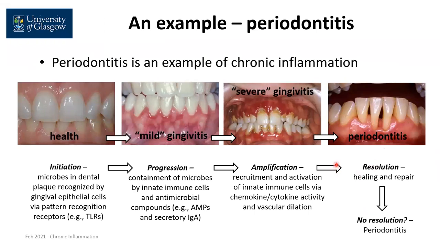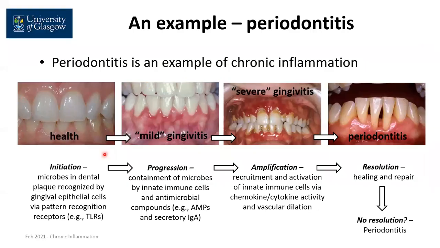So as I've always said in my sessions, I want to try and provide to you an example of an oral disease that can maybe help you when it comes to your revision sessions. So a good example here is periodontitis. Periodontitis is a good example of chronic inflammation. I won't spend too long on this slide.